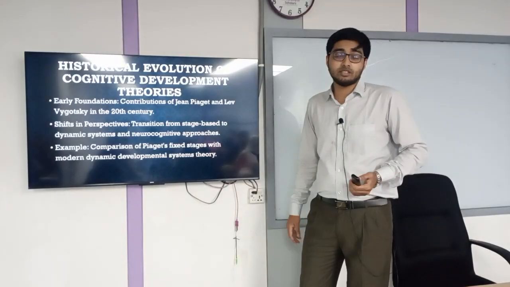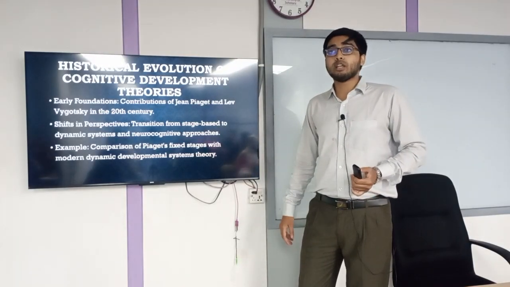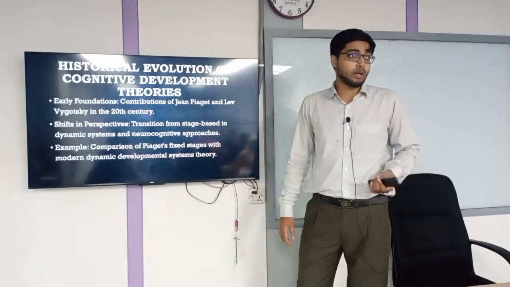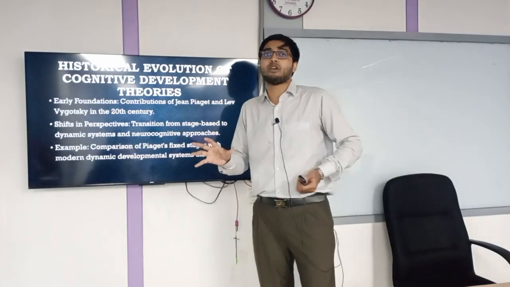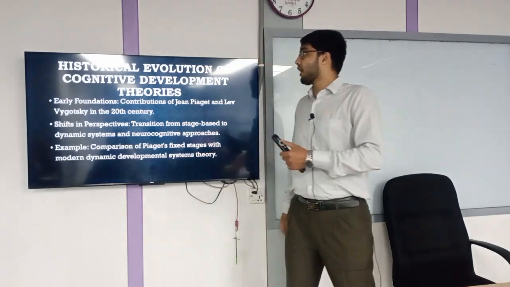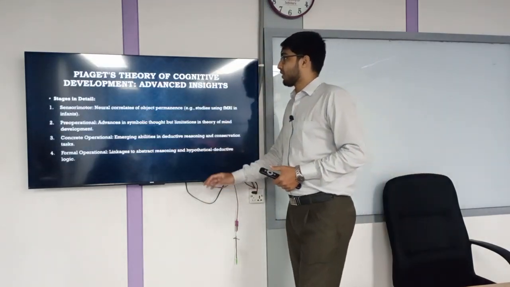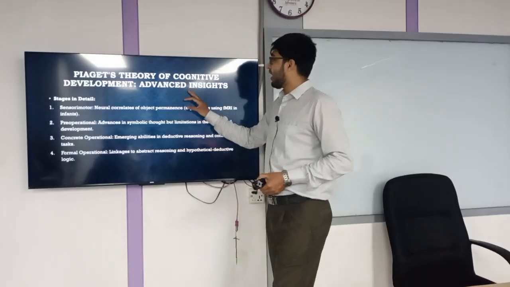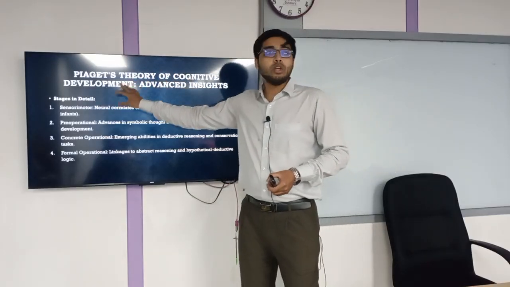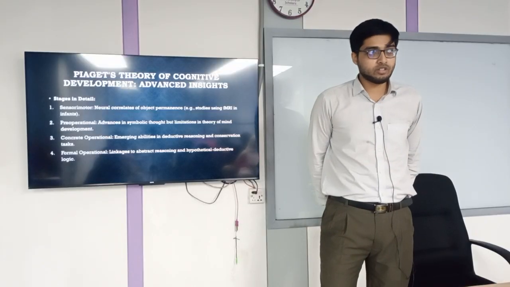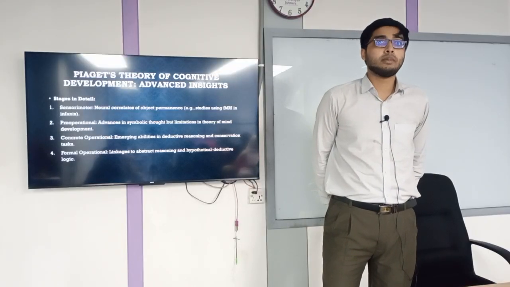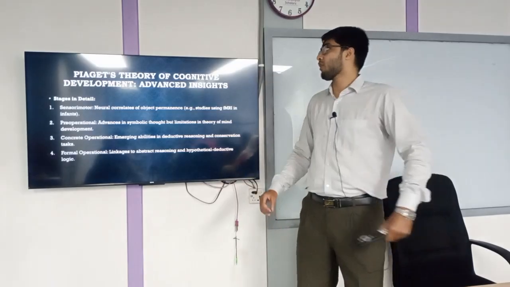See, dynamic development systems theory means more than two or three theories can work together for a particular person, for a particular group of people, for a particular class maybe. Okay, let's find another thing. Piaget's theory of cognitive development, advanced insights. See, we already have learned Piaget's theory of cognitive development. We already learned it in our second and third class, maybe. Yes, Piaget's theory of cognitive development.